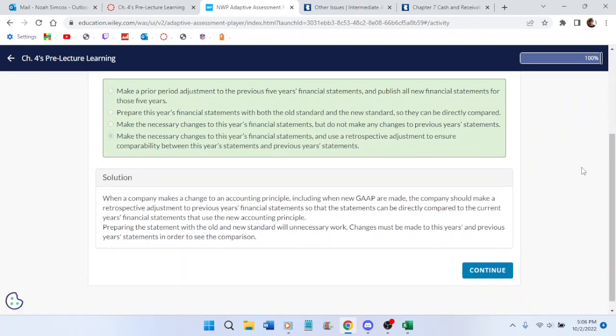When a company makes a change to an accounting principle, including when the new GAAP are made, the company should make a retrospective adjustment to previous year's financial statements so that the statements can be directly compared to the current year's financial statements that use the new accounting principle.